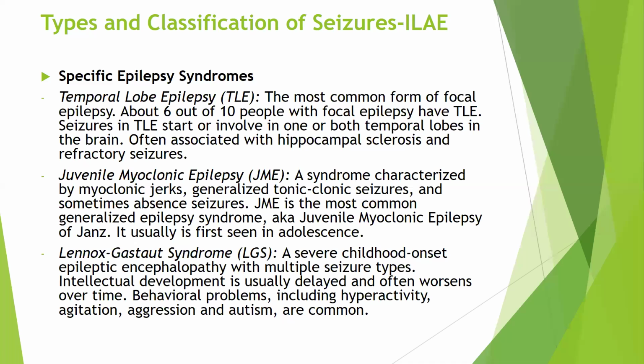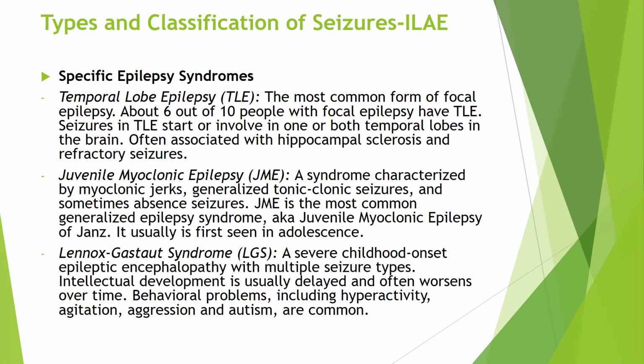We have the juvenile myoclonic epilepsy, the JME, which is characterized by myoclonic jerks, generalized tonic-clonic seizures, and sometimes absence seizures. It is the most common generalized epilepsy syndrome, and it's also known as juvenile myoclonic epilepsy of Janz. It first shows up in adolescence.